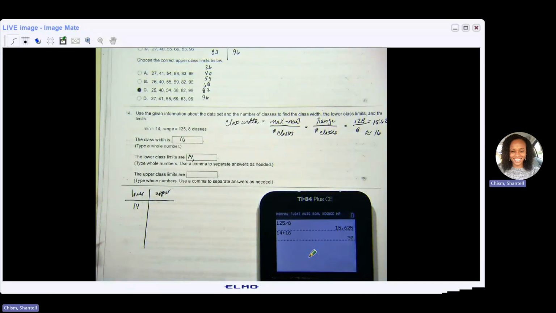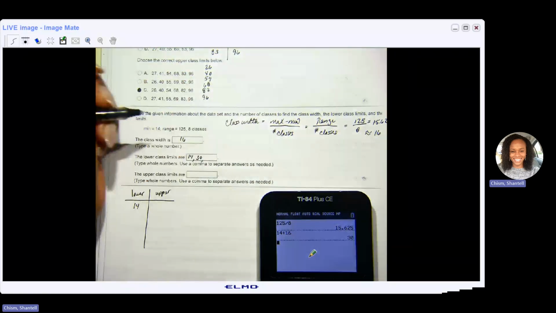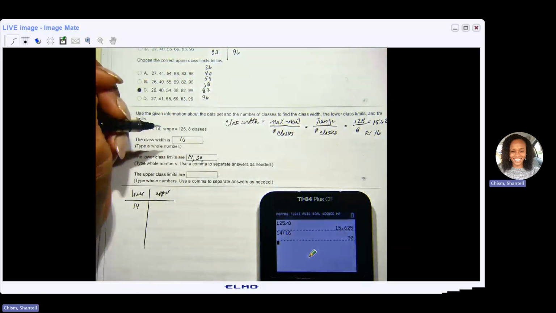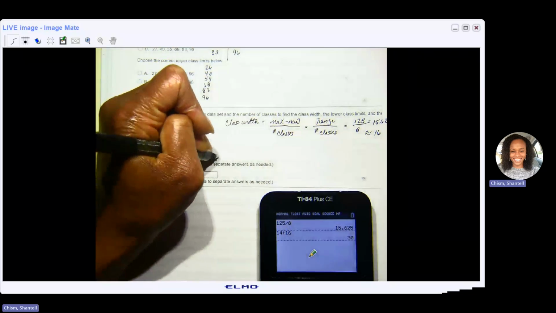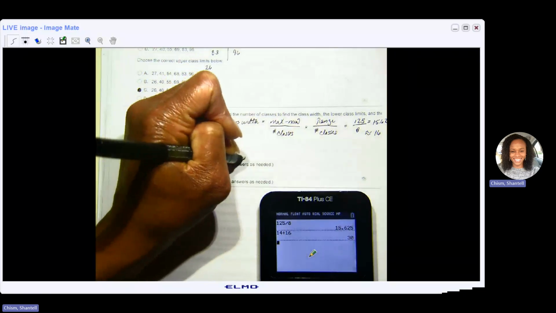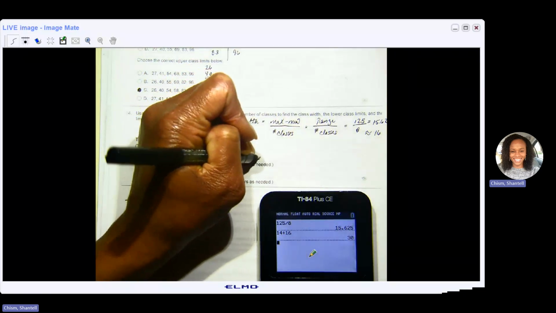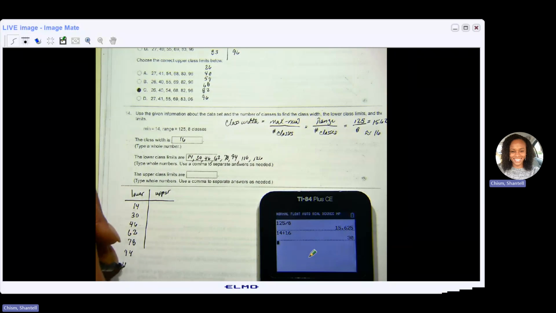And I'll get 30. Then I'll say 30 plus 16. I'll get 46. Then 46 plus 16, I'll get 62, 78, 94, 110, 126. Okay? So 14, 30, 46, 62, 78, 94, 110, 126.